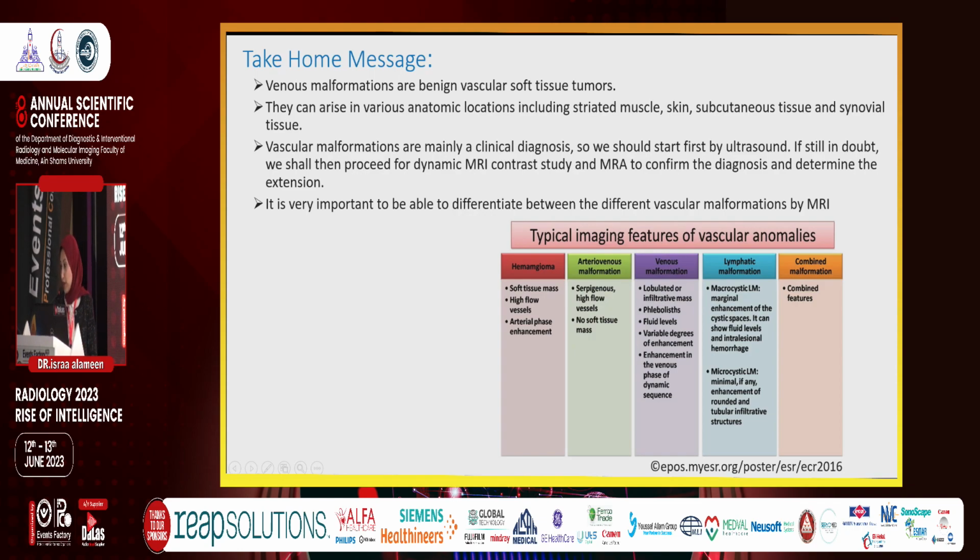The venous malformation, typical like our case, is a lobulated mass with patchy enhancement, mainly in the venous phase of the contrast study. The macrocystic lymphatic malformation will be cystic spaces showing marginal enhancement in the contrast study. The microcystic lymphatic malformation will be rounded tubular structures showing minimal enhancement or no enhancement at all in the contrast study.